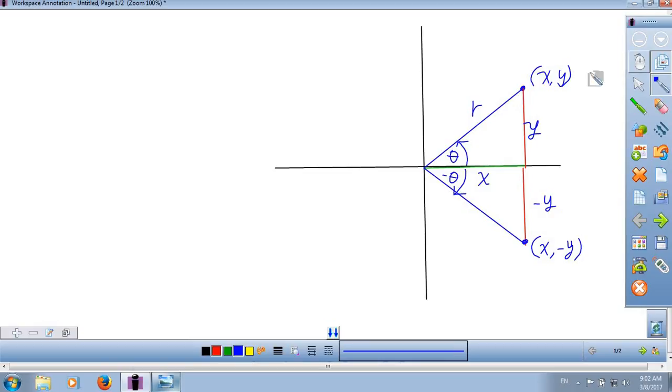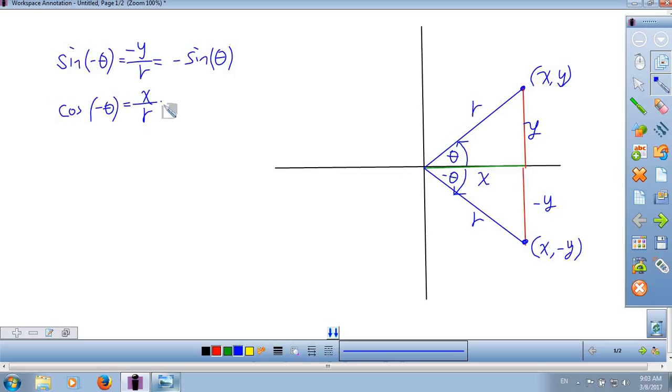Let's see what the relationship is between the positive theta and the negative theta. The sine of negative theta will be equal to negative y divided by r. R will still be the same. So it's equal to negative sine of theta, because it's the opposite of sine of theta. Because you see, sine of theta is y over r, so negative y over r is just the opposite of sine of theta. What about cosine of negative theta? When you rotate clockwise in such a fashion, in this case x doesn't change, so it's still x over r, so it's still equal to cosine of theta. So that means cosine of negative theta is still equal to cosine of theta.